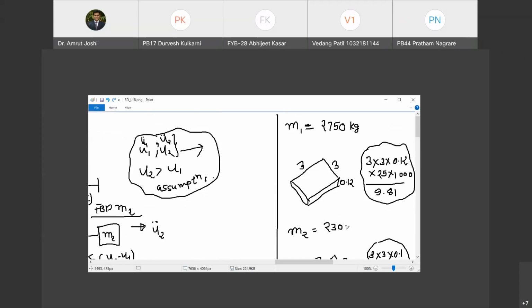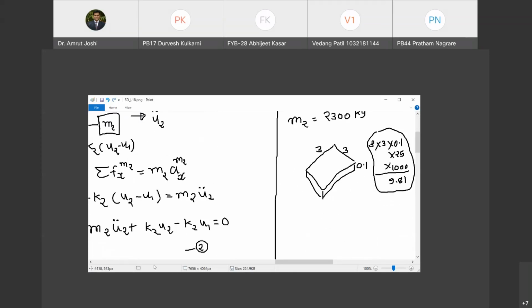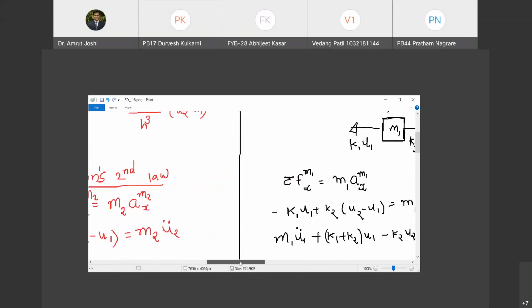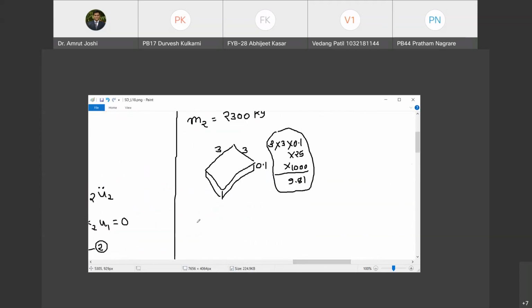Write this also. Are you with me? Yes. So M1 is 2750 kg, M2 is 2300 kg. Now let us try to find out the value of EI. So what is E for our concrete? Tell me. 5000 root fck. This is from IS 456. Do you agree with me? Yes. And let us say for the column concrete we are using M40 grade. Are you with me? Yes.